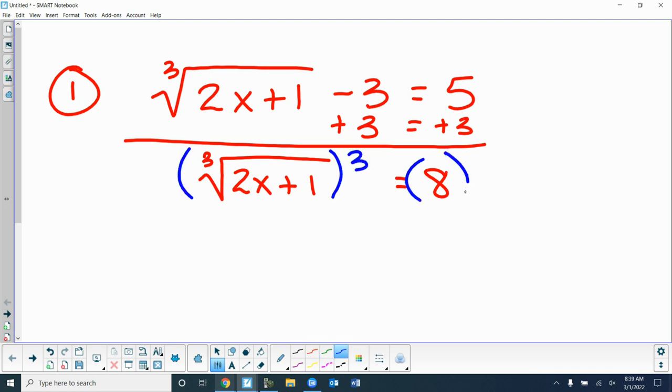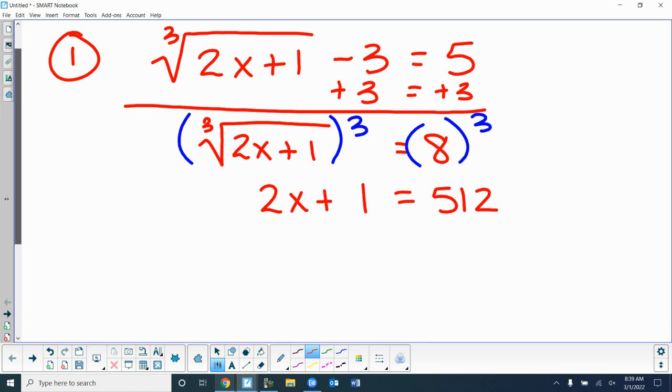And what you do to one side, you got to do the other, right? Just follow our normal rules. And the cube root of something cubed is itself. So we got the 2x plus 1 equals 512. 8 times 8 times 8. All right, and then from here, just basic solving equations, right? Subtract 1 and divide by the 2.